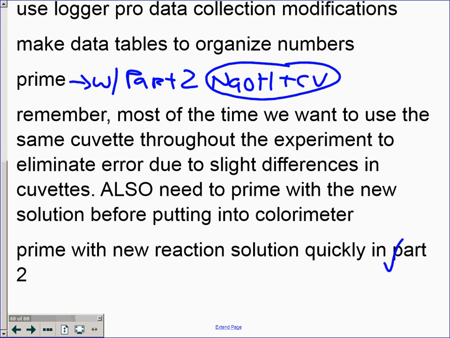Let's get Logger Pro stuff set up really fast, guys. The middle lab stations, I have a laptop here for you to get stuff up.